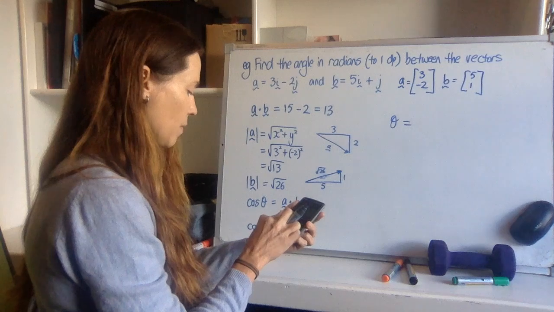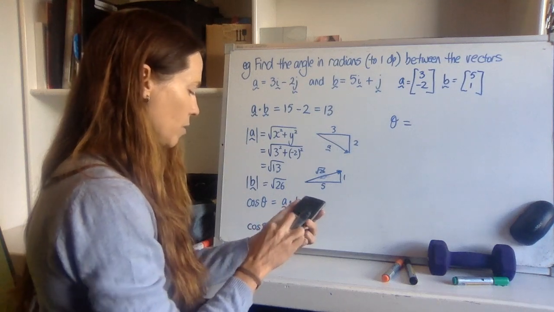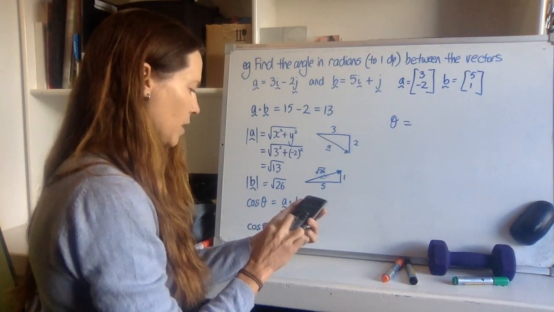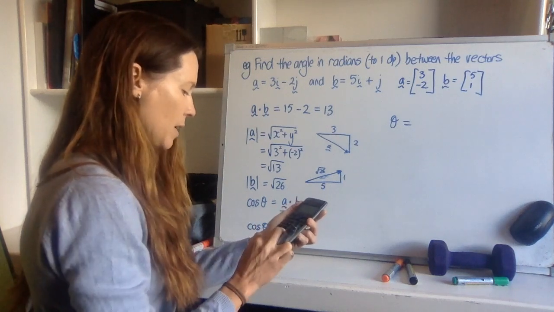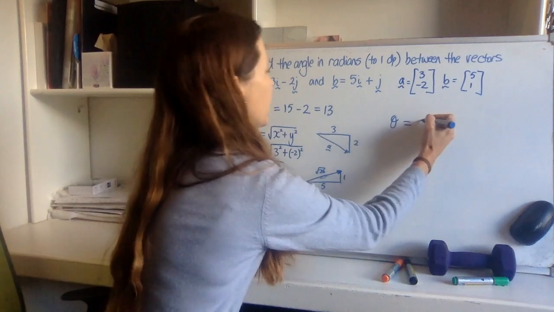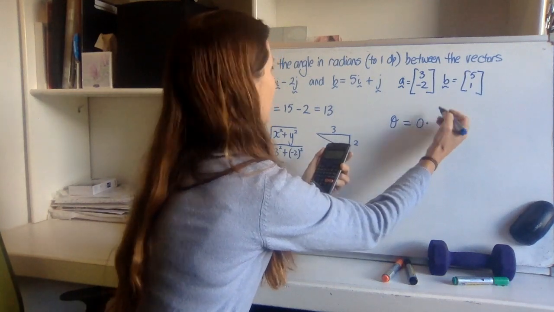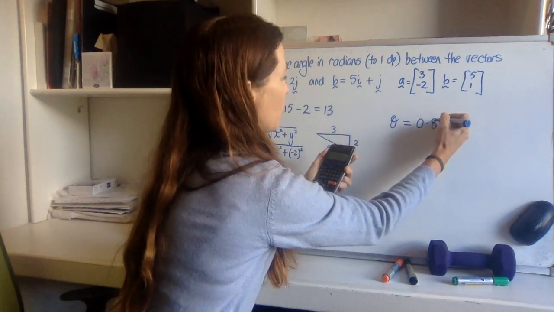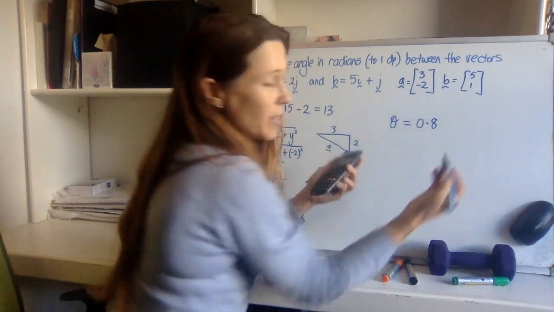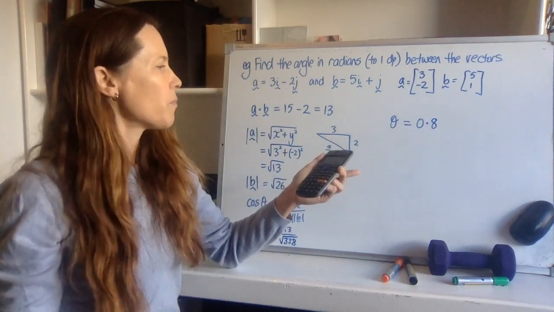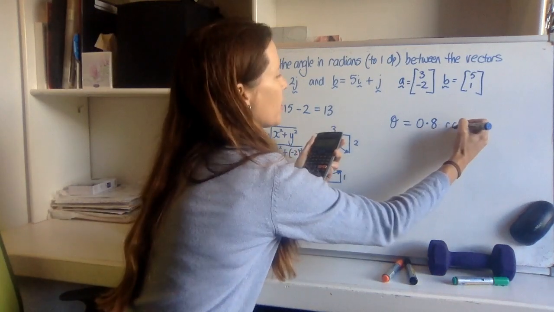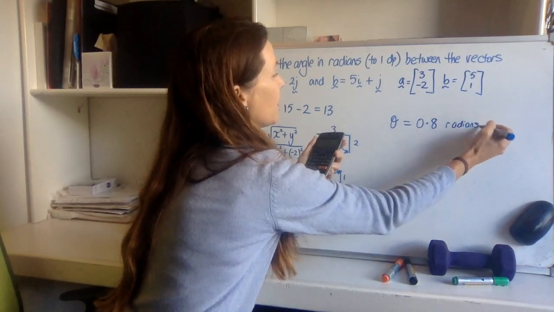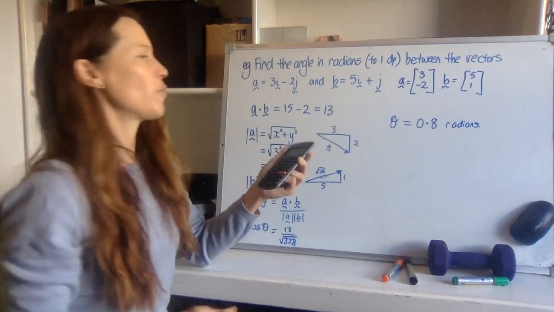So I have 13 over, oops, I messed it up, 13 over the square root of 338. And I'm going to get, to 1 decimal place, let's say it's 0.8. Now this is radians. Do I need to write radians? Not really, because radians are a ratio. If you want to write radians just so it's really clear that it's not in degrees, it's not wrong to do it, but it's not essential for it to be there.